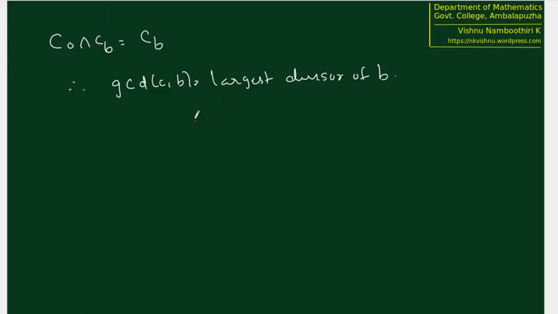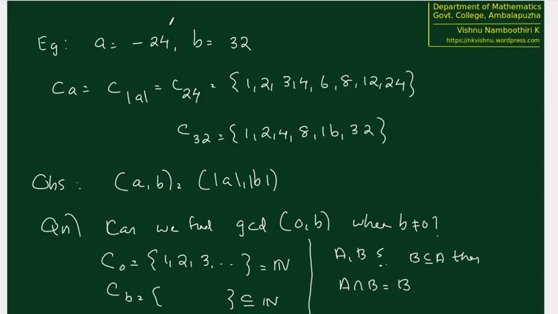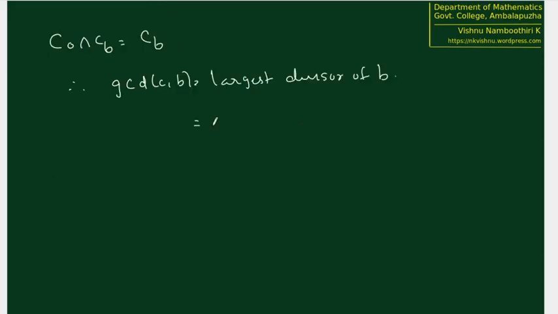But what is the largest divisor of B? We have taken B to be a non-zero integer, and therefore the largest divisor of B is going to be equal to modulus of B. So GCD of 0, B here, not CB, GCD of 0, B is going to be equal to modulus of B if B is non-zero.